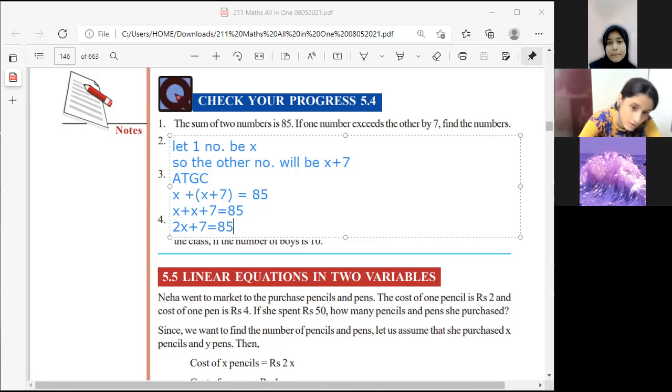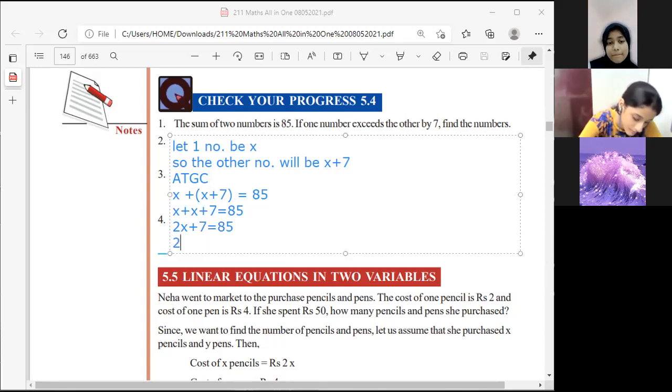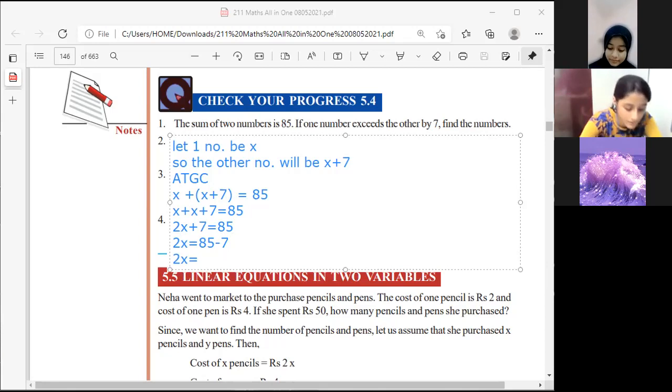Am I right? Now my 7 goes on the right hand side. What does it become there? Minus 7. Okay. So I get 2x is equal to, what is 85 minus 7?